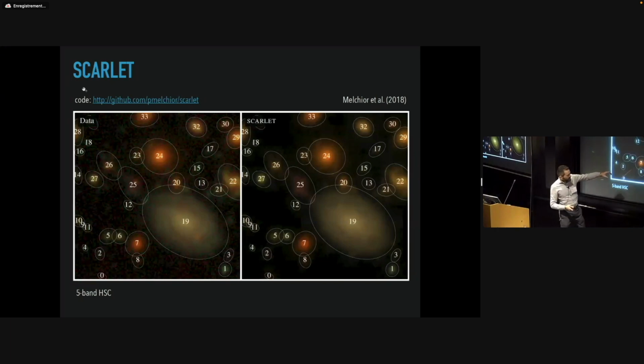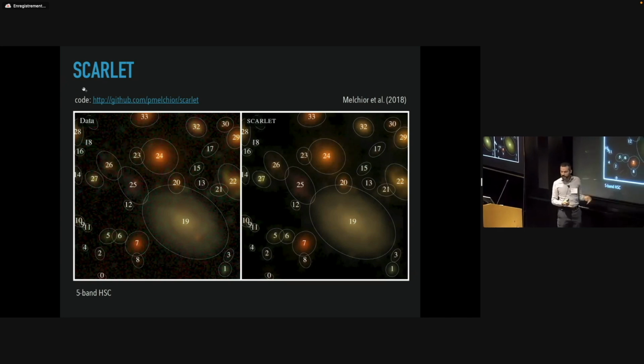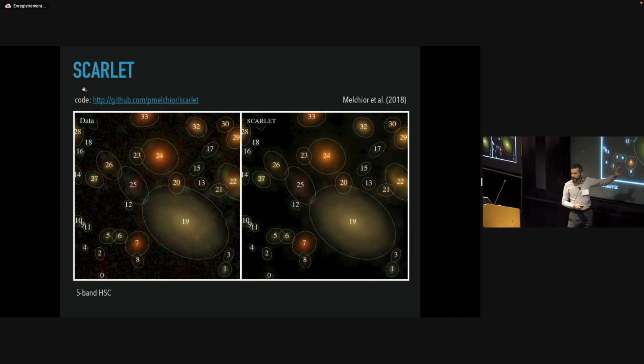But also appreciate the simplicity. This is one component per galaxy. There is no color variation in those galaxies. It's only an intensity variation. Everyone has an independent color, but there's only intensity variation. There's no color variation within those galaxies. I can show you the residuals, and they're very, very good.